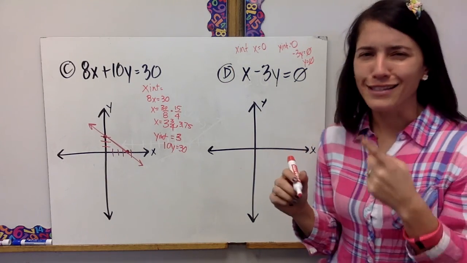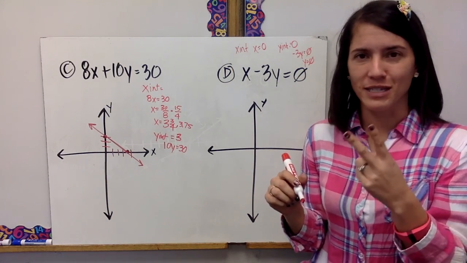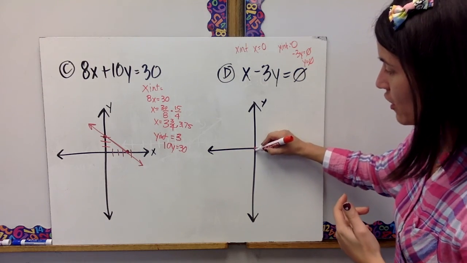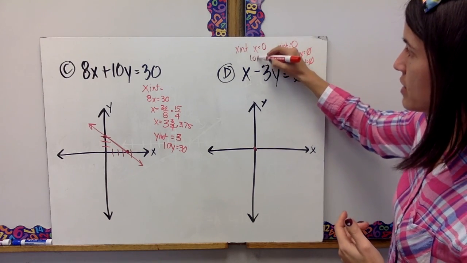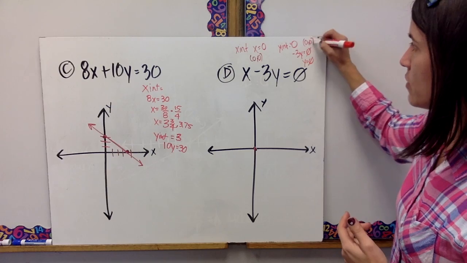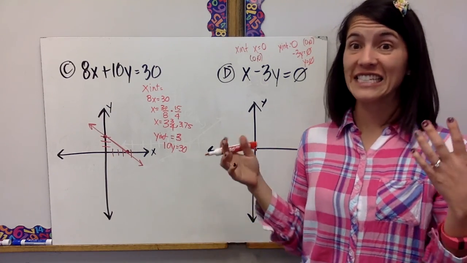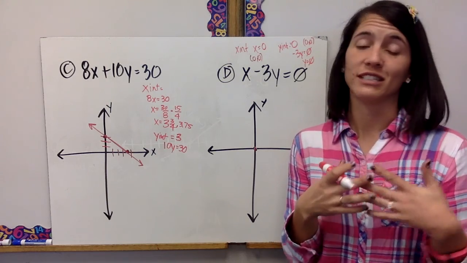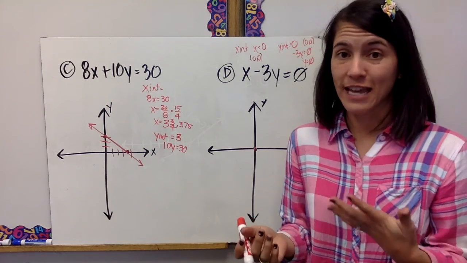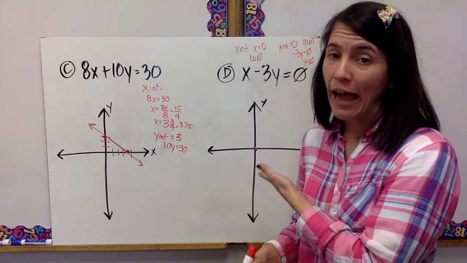Well, if your x-intercept is 0 and your y-intercept is 0, then that means it would be right here in the origin. Because this point would be 0, 0, and this point would be 0, 0. That doesn't tell us where to graph. The intercept is the origin. The x-intercept and the y-intercept are the same. We don't know which way to graph in this equation.